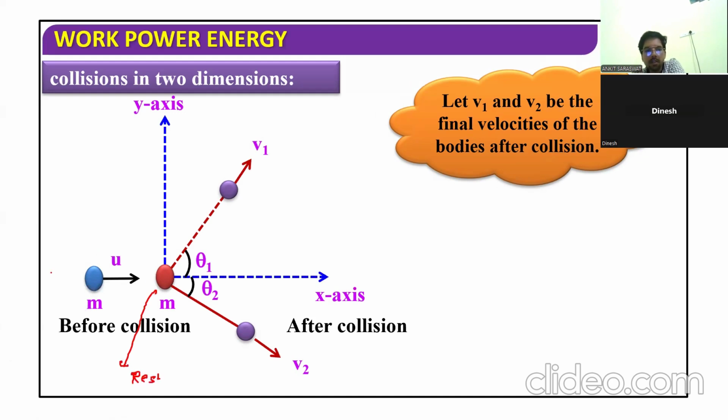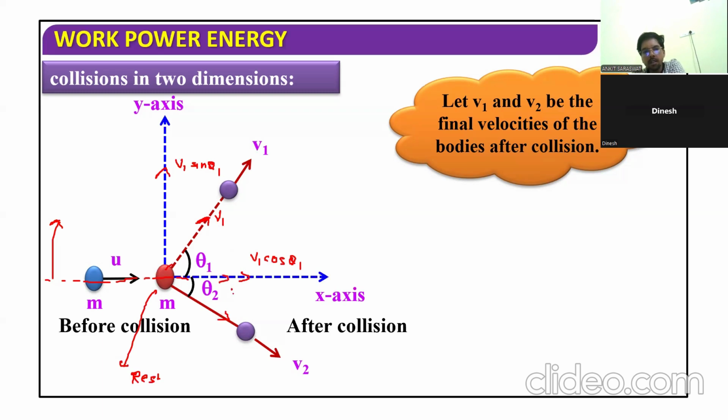It is moving. See, the line of action of motion is the line of impact, and the line of action of motion before collision is this. After collision, it is moving in this direction and that direction. If v1 is this, one component will be v1 cos theta 1 and the other component will be v1 sin theta 1. Clear?